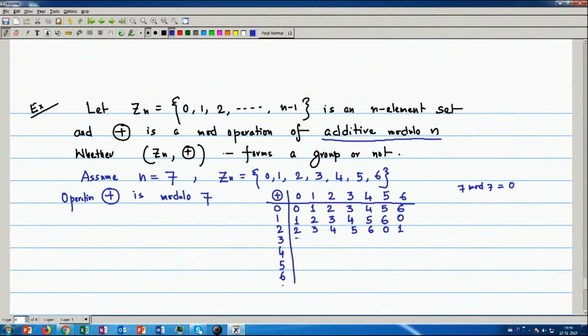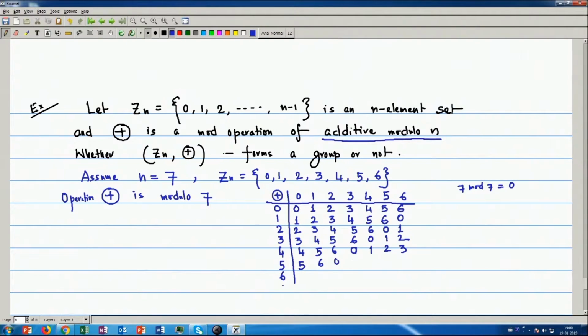Similarly, we can fill up 3, 4, 5, 6, again 7 becomes 0, 8 becomes 1, 9 becomes 2. Then 4, 5, 6, 7 becomes 0, 8 becomes 1, 9 becomes 2, this becomes 3.